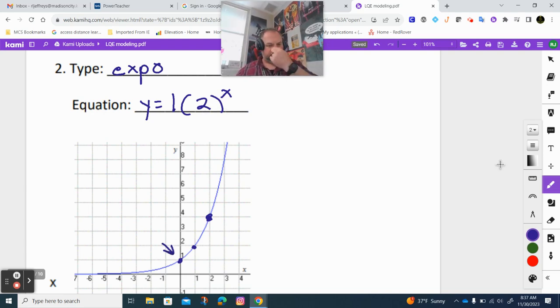Now, how did I get that 2? Well, let's see. My y value right here is 2. My y value right here is 4. How did I get from 2 to 4? What did I multiply by? 2. That's why I don't really like these graphs for exponentials.